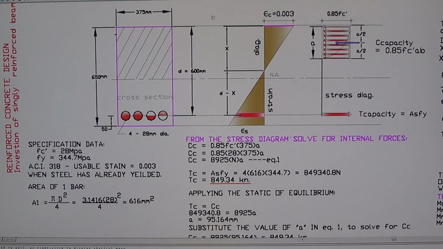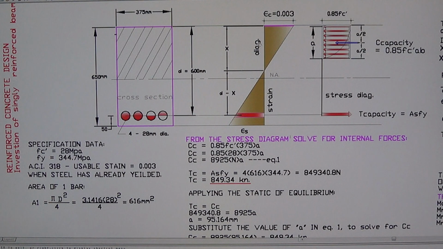Right here, we have the cross-section of the beam already designed. It has 375 millimeters width, and the total depth of the beam is 650. The effective depth of the beam, from the extreme fiber of the concrete to the centroid of the steel, is 600 millimeters. That is 650 minus 50, the concrete covering. So d is 600 millimeters.